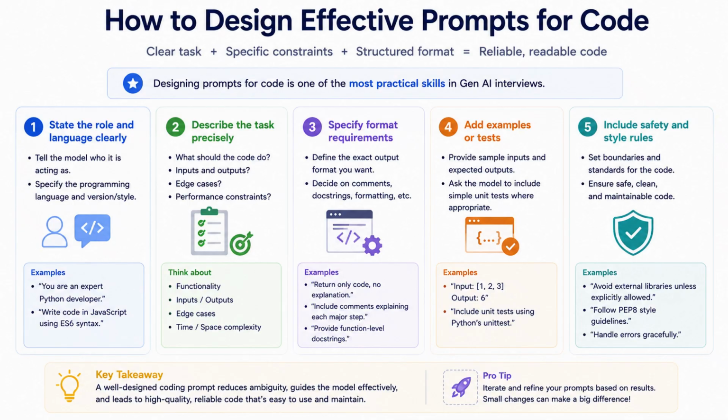Fourth, add examples or tests. Provide simple inputs and expected outputs. Ask the model to include simple unit tests where appropriate. Include safety and style rules. Avoid external libraries unless explicitly allowed. Follow PEP8 style guidelines. Handle errors gracefully.